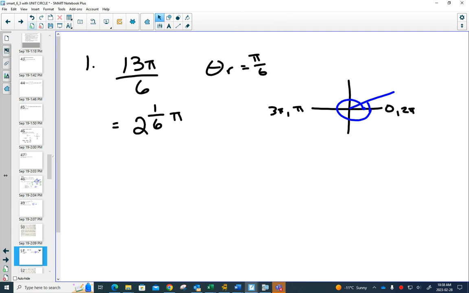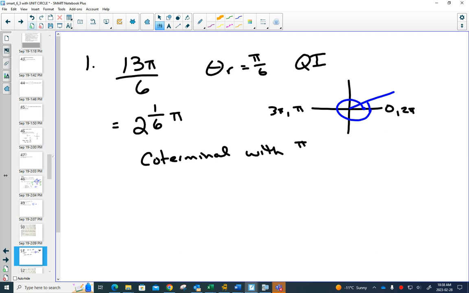So first, we know the reference angle is pi/6. We used our mixed fraction to tell us it's in quadrant 1. So we can say that 13 pi/6 is coterminal with pi/6. And that's what assignment 1 is looking at. So we'll do a couple, let's do a couple more, some bigger ones. Let's try number 5.